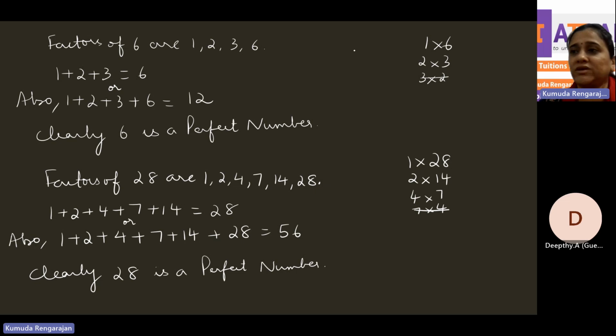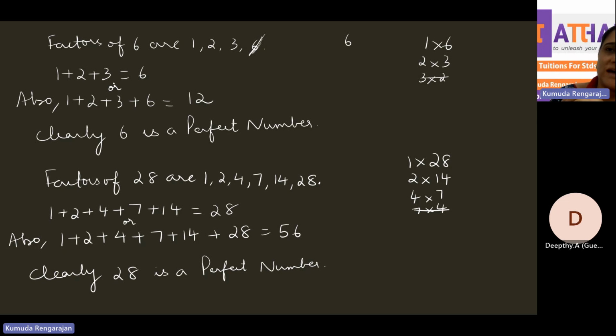Now, supposing you're given this number 6. Is 6 a perfect number? How do we answer that question? You need to write the factors of 6. The factors of 6 are 1, 2, 3, and 6 itself. Next, exclude the number 6 and add the remaining factors. 1 plus 2 plus 3. What is the result? 6. It's the given number.